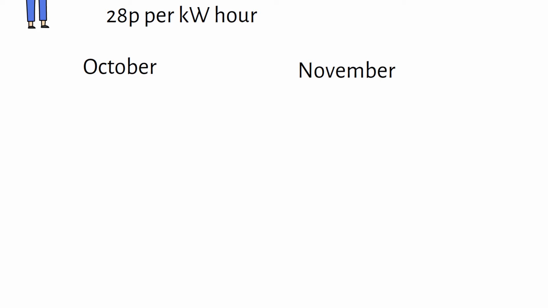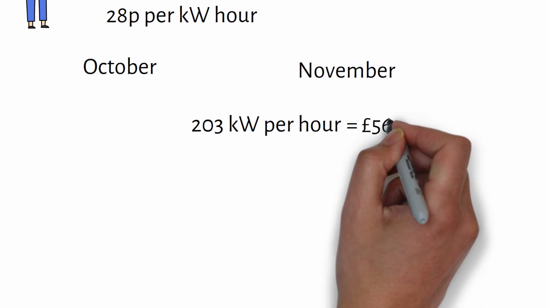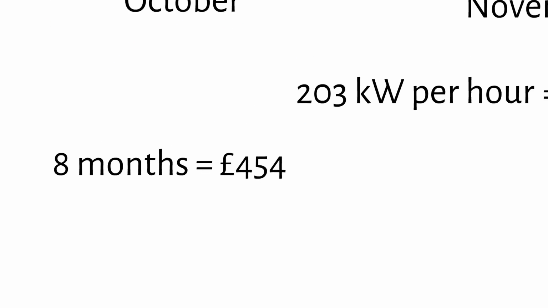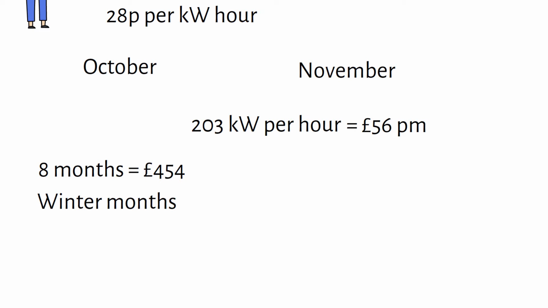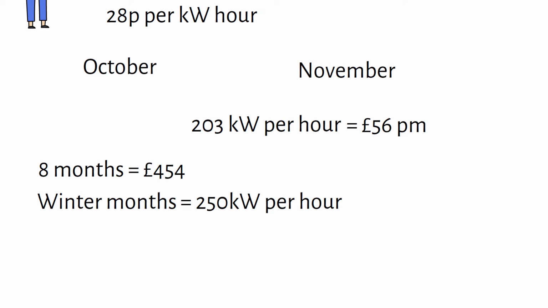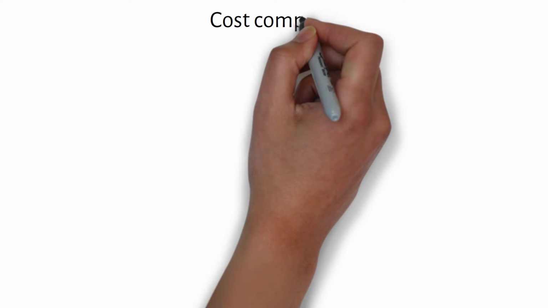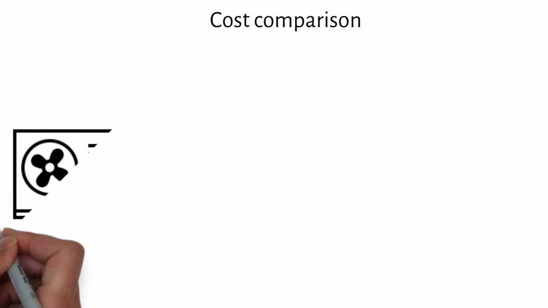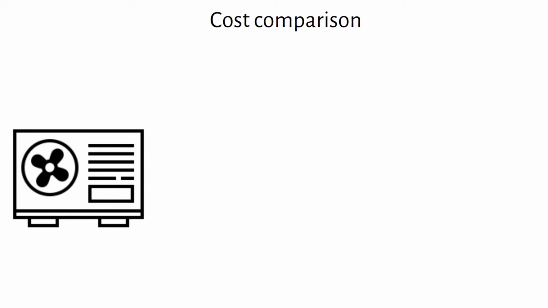Working this out, between October and November, he will be using 203 kilowatt hours, which will cost him £56 a month. Over the 8 months, it'll cost him £454, and during the four winter months, we're predicting a 250 kilowatt hour usage. That is a total amount of £734.72. Bob wants to do a direct comparison between the air source heat pump and the electric boiler.